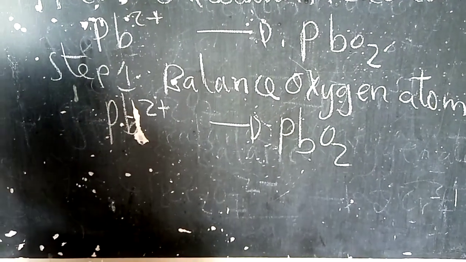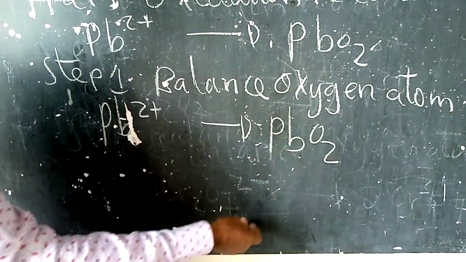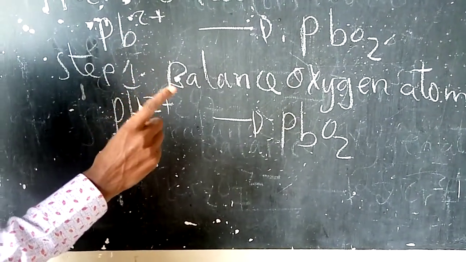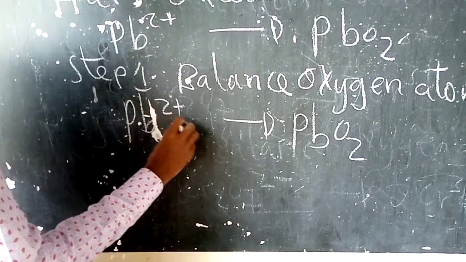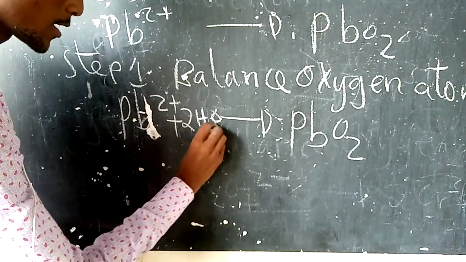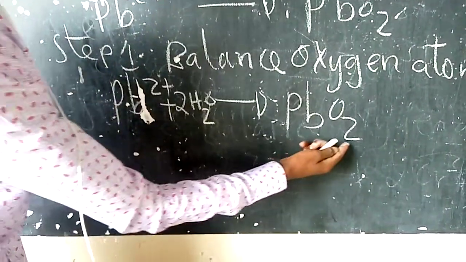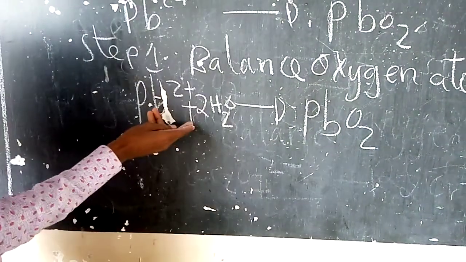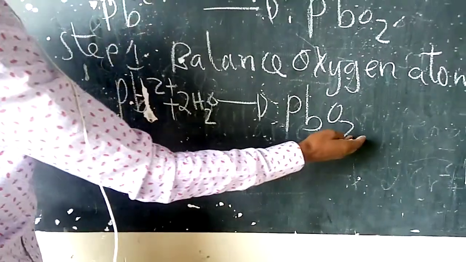So to balance oxygen, we always add water molecules equal to the number of oxygen present there. In the product side we have 2 oxygen, so we have to add 2 water molecules in the reactant side where there is no oxygen. So add 2 water molecules. Now in our equation, in the reactant side we have 2 oxygen, and in the product side we have 2 oxygen. We have 1 lead, we have 1 lead. What is not balanced here is charges and hydrogen, because in the reactant side we have 4 hydrogen, and in the product side there is no hydrogen.